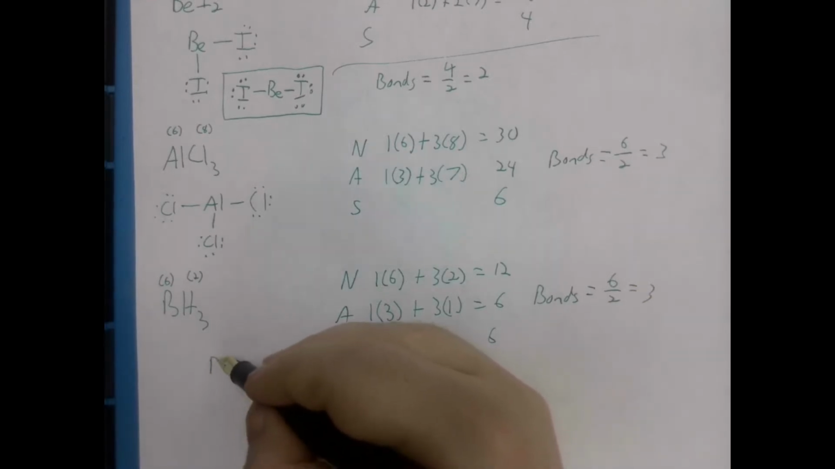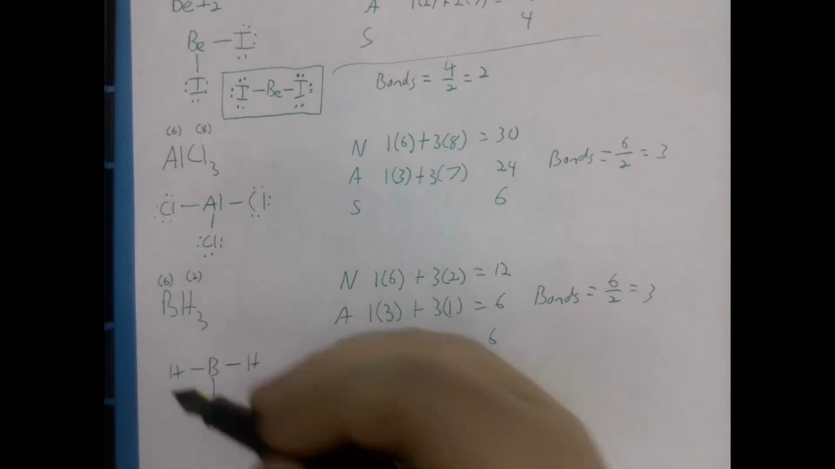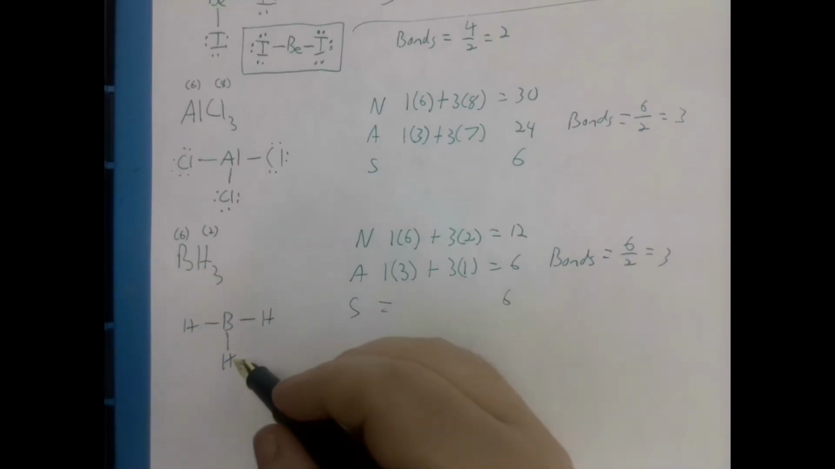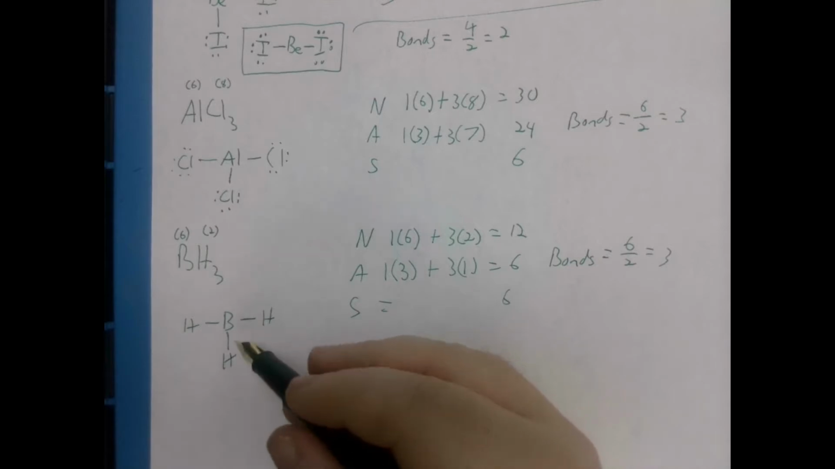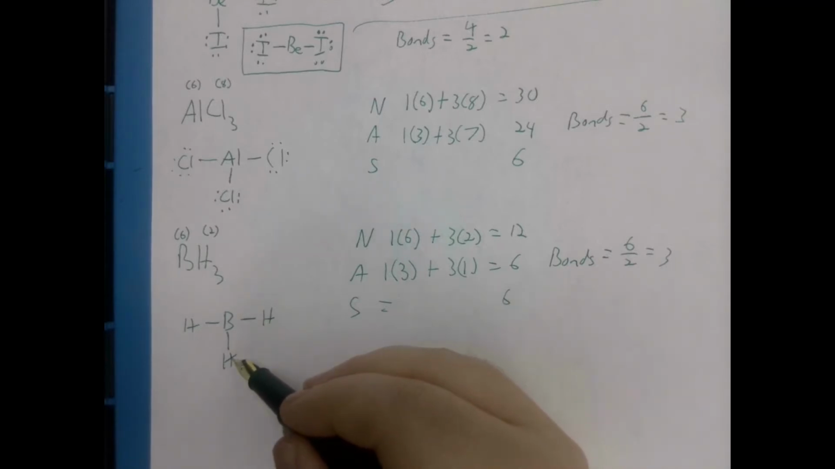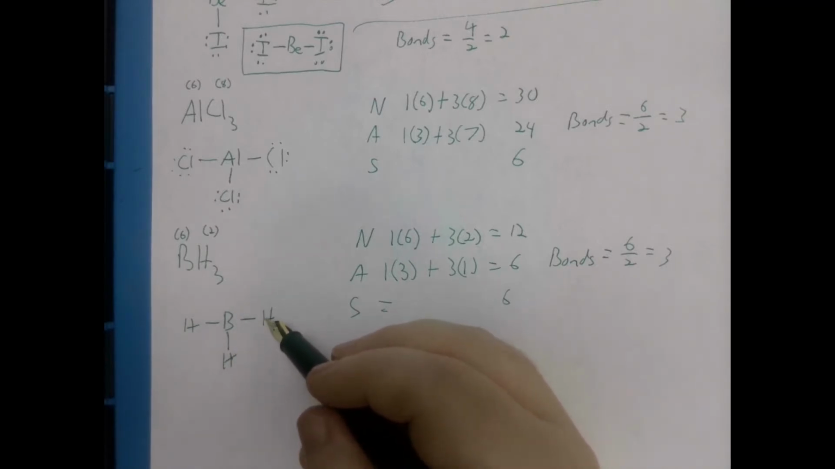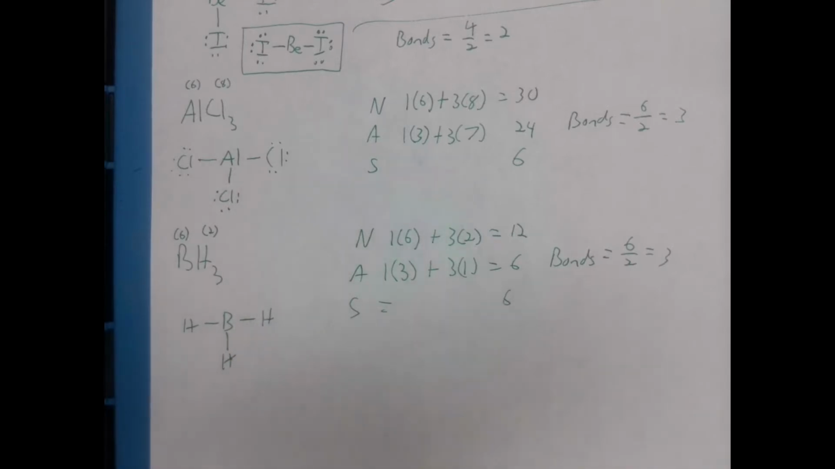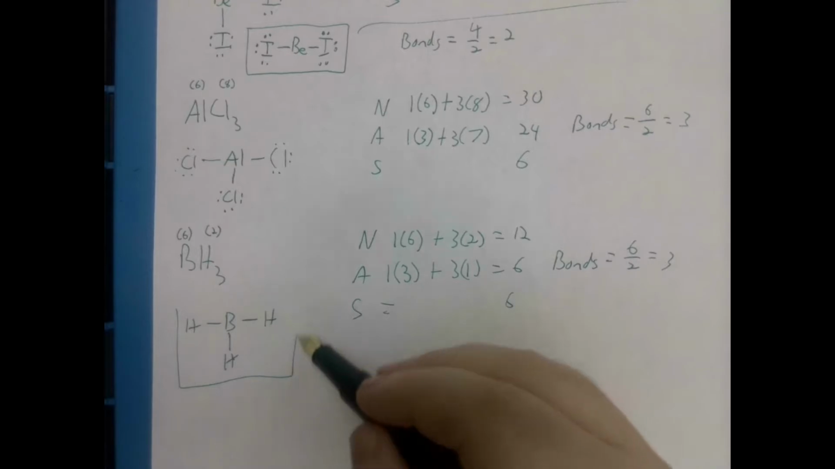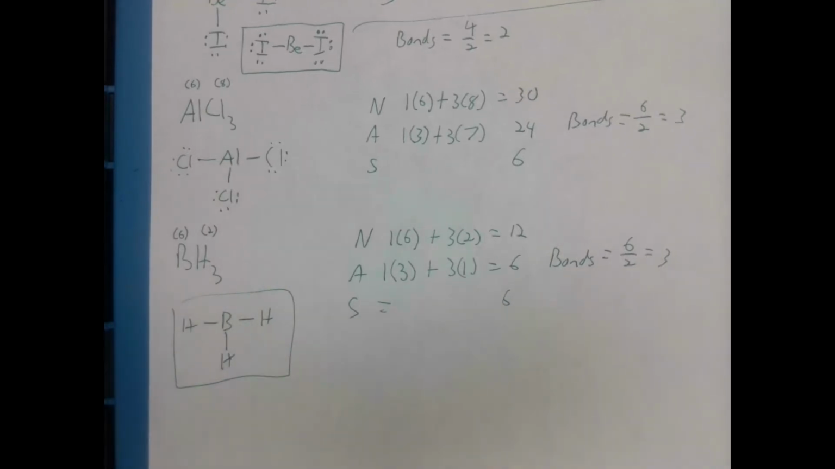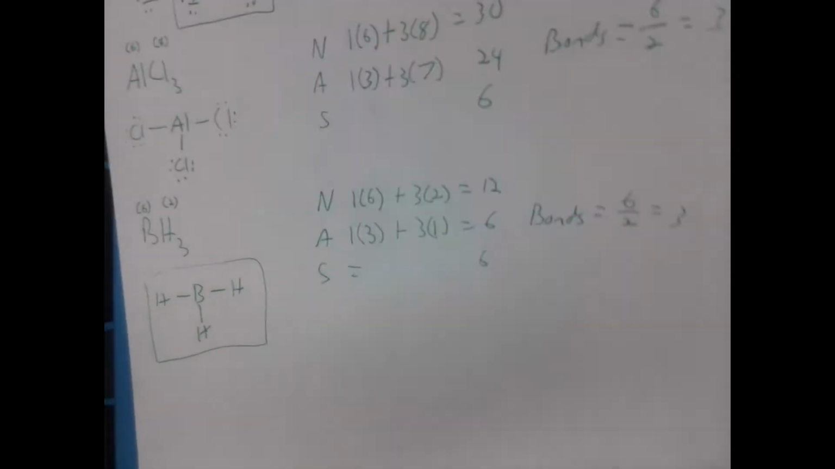And so we see this. Check to add dots until we get the octet rule full. Hydrogen needs 2. It has 2. Boron has 6 around it. So octet rule is done. This is the correct formula. Does that make sense?